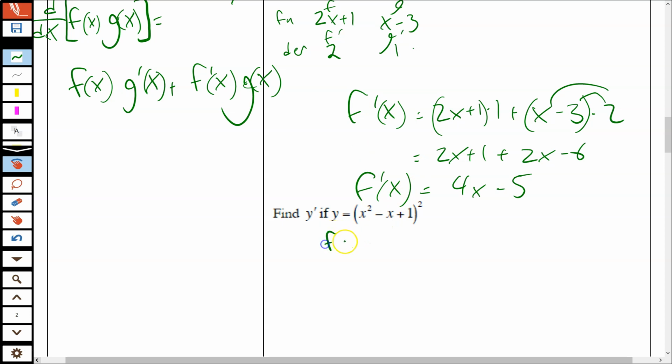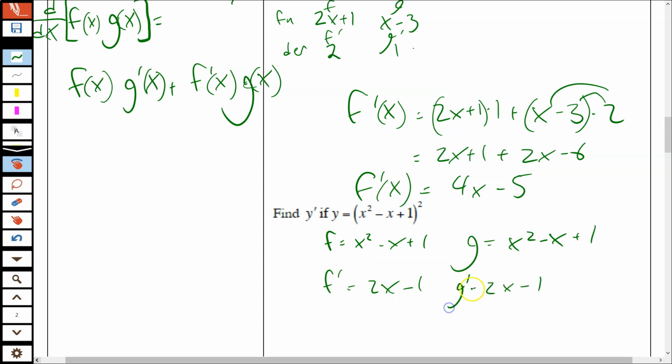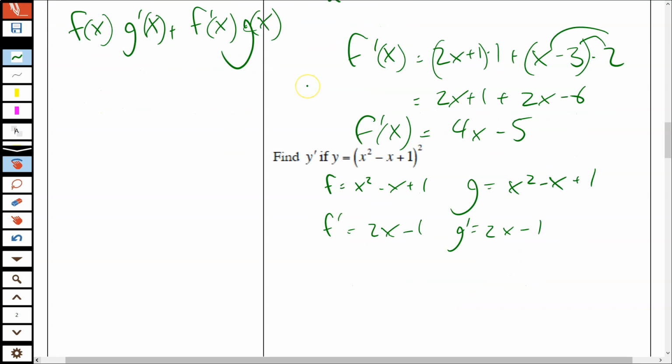So if it's helpful to you, you can write that my function f is x squared minus x plus 1, and then squaring means multiplying by itself. So g in this case is also going to be x squared minus x plus 1, right? That means the derivative of each. Derivative of x squared is 2x. Derivative of negative x is negative 1. Okay, and then we want f times g prime plus f prime times g.